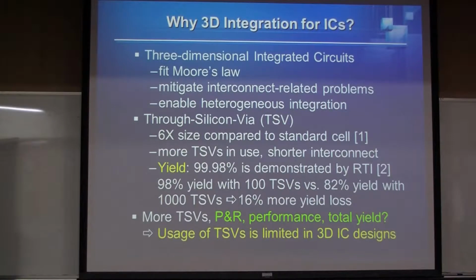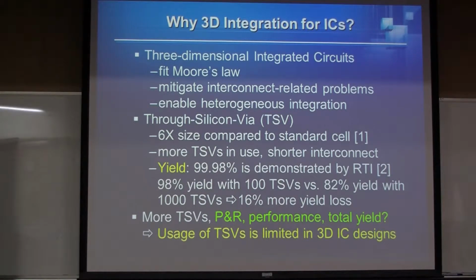Interconnect along with technology scaling plays an important role in deciding circuit performance. Structural three-dimensional integration is emerging as a promising solution to reduce the length of long interconnects across the circuit. So the motivation of 3D ICs can be concluded as to fit Moore's law, to mitigate interconnect-related problems, to enable heterogeneous integration through silicon via.